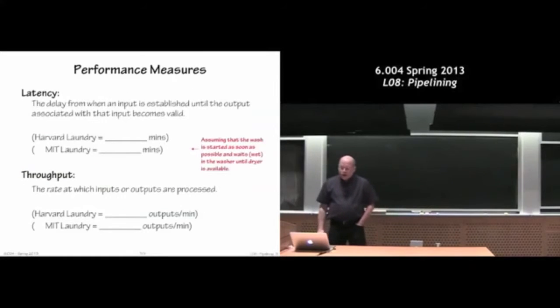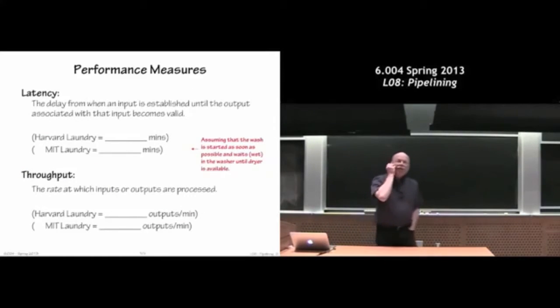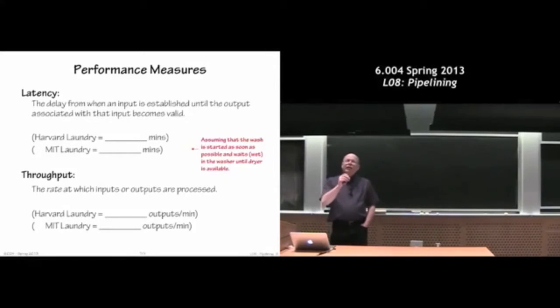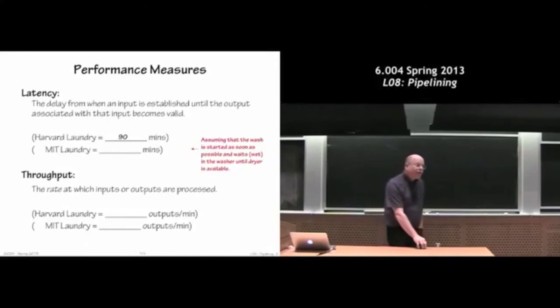Okay. So we're going to introduce two performance measures, latency and throughput. The latency is when we follow a particular input, your red load, all the way through and ask how long does it take to work. We can measure the time from when the input became valid to when the output that corresponds to that input becomes valid. In our case, clean and dry laundry. If you're doing Harvard laundry, it takes you 90 minutes because it goes in the washer for 30 and the dryer for 60. So altogether, we've spent 90 minutes doing that load.